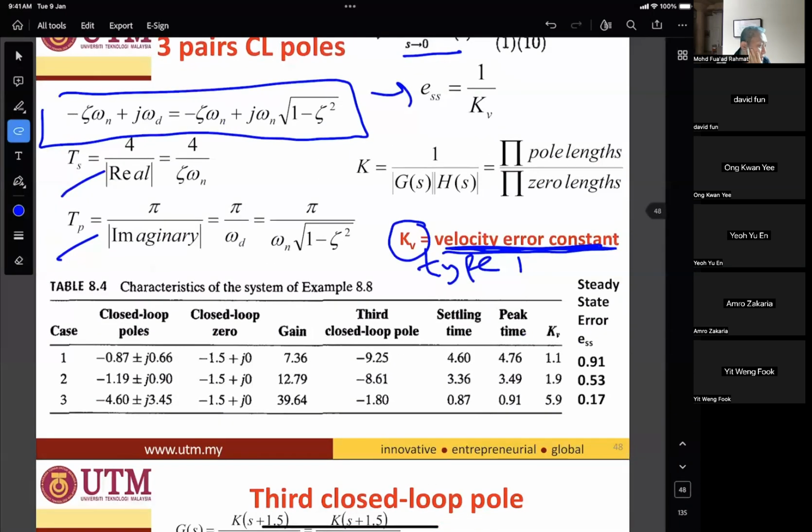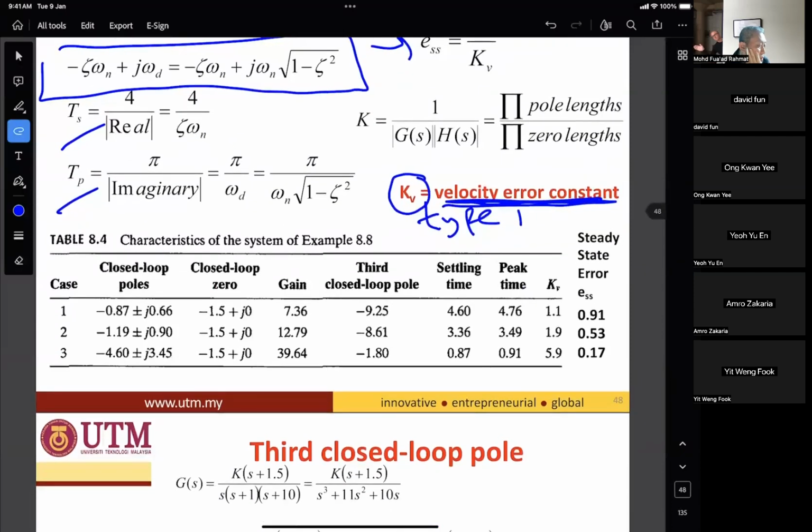So I summarize all the 3 dominant poles with 3 different gains. The zero is always constant at minus 1.5. And the third pole is also different because of the gain K. And you can see that the settling time is improved from 4.6 to 3.36 and 0.87.